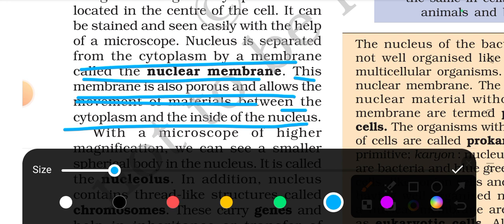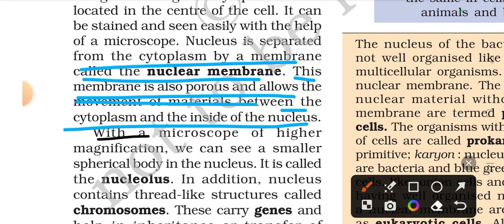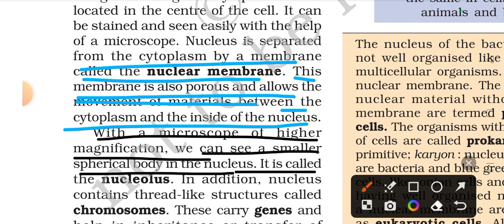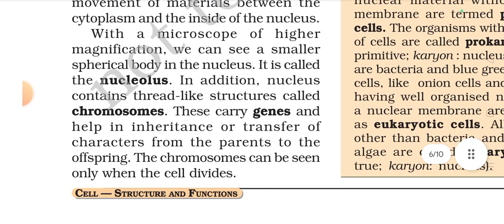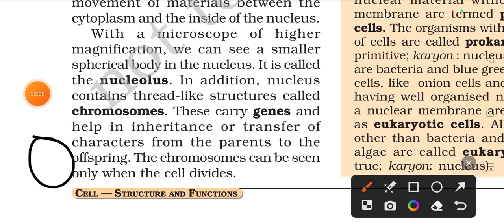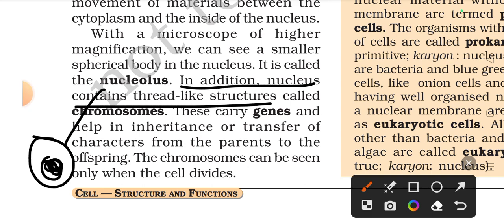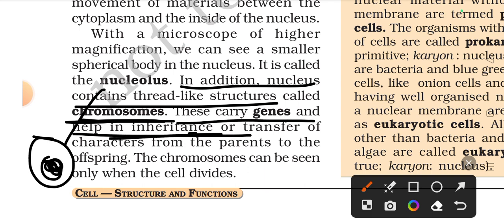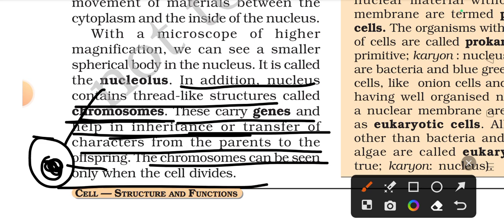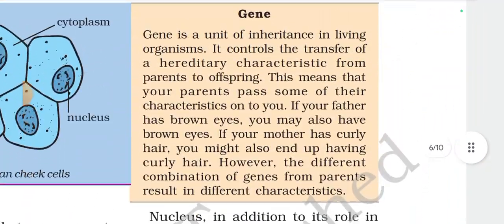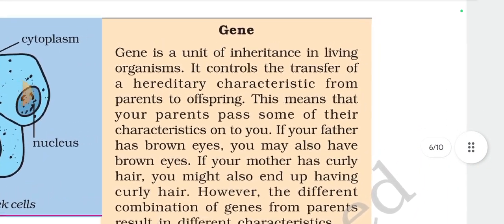So, next thing, with a microscope of higher magnification, you can see a smaller spherical body in the nucleus known as the nucleolus. Inside the nucleus there is a small dense body known as the nucleolus. In addition, the nucleus contains thread-like structures known as chromosomes. Chromosomes carry genes and they help in the inheritance, or transfer, of characters from parents to offspring. The chromosomes can be seen whenever the cell divides.